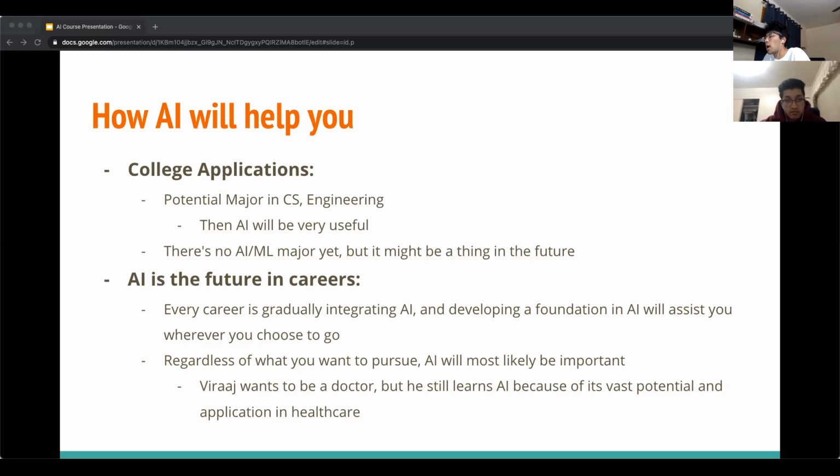Regardless of what you want to pursue, AI will most likely be helpful and important. For example, Viraji wants to be a doctor, and in the future, a lot of doctors are going to be learning how to use AI because of its vast potential and application in healthcare. And these are the various reasons why you should learn AI and why it'll help you.